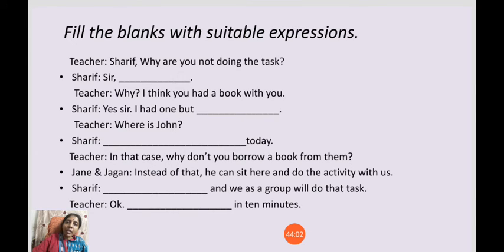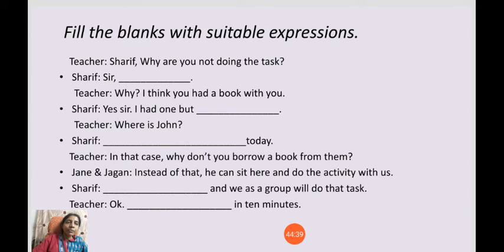Now the teacher says, in that case, why don't you borrow a book from them? Them here means Jane and Jagan. So they are speaking. Who? Jane and Jagan. Them here refers to Jane and Jagan. Instead of that, he can sit here and do the activity with us. So what are Jane and Jagan replying? So instead of giving the book to them, it is better he comes here and does the activity with them.